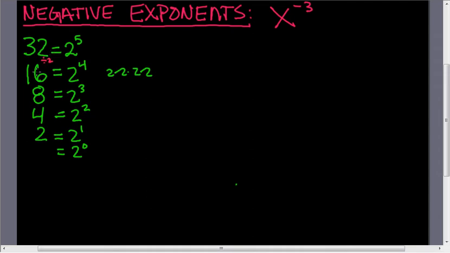32 divided by 2 is 16. 16 divided by 2 is 8. 8 divided by 2 is 4. 4 divided by 2 is 2. So I'm going to guess then that if I keep following this, I'll get the next one. What's 2 divided by 2? 2 divided by 2 is 1. So 2 to the power of 0 is 1. It's not 0. It's actually 1.